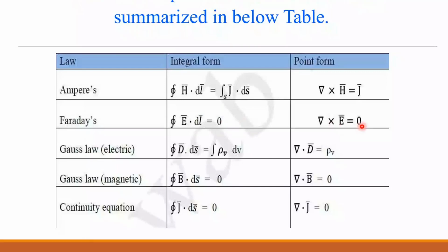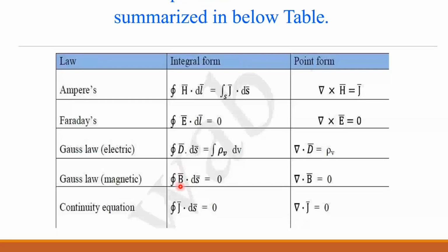By Gauss's law, we have derived closed integration of D dot ds is equal to volume integration of rho v dv, and that is also equal to Q, the charge enclosed. In point form, it is del dot D bar is equal to rho v. Point form is also known as differential form. Then the fourth equation is derived from Gauss's law for magnetic field: closed integration of B bar, the magnetic flux density, B bar dot ds bar is equal to 0. And if you derive the point form of that, it is del dot B bar is equal to 0.